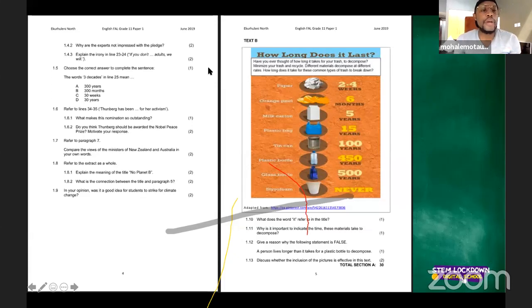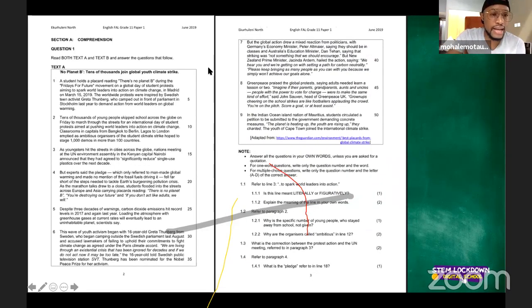Cool. Then we are on question 1.8. It says, refer to the extract as a whole. Now we're looking at the entire piece, text A. It says, explain the meaning of the title, No Planet B. Now, we can see the title on text A says, No Planet B, tens of thousands join global youth climate strike. Now, this is how we're going to look at it.